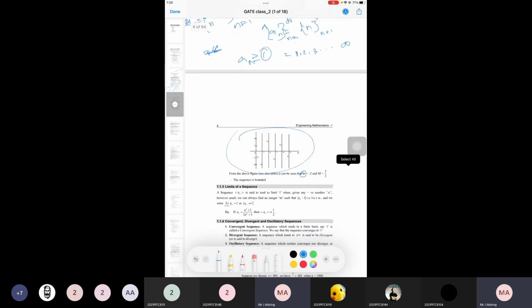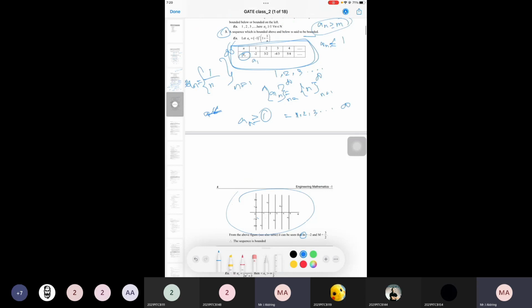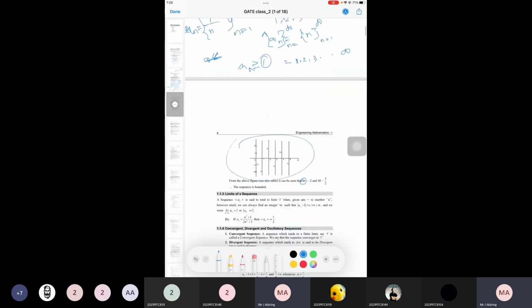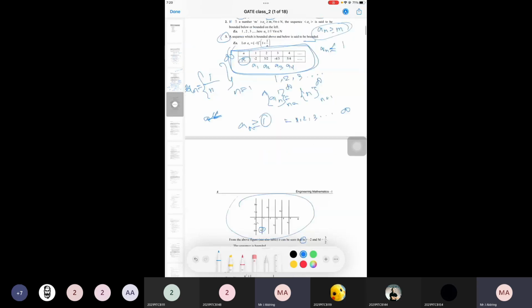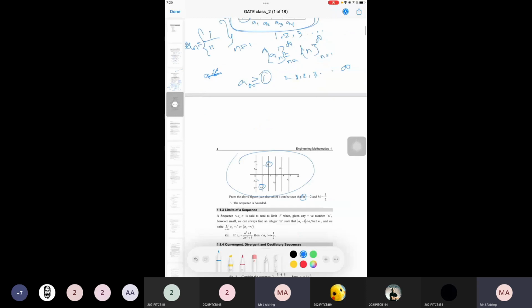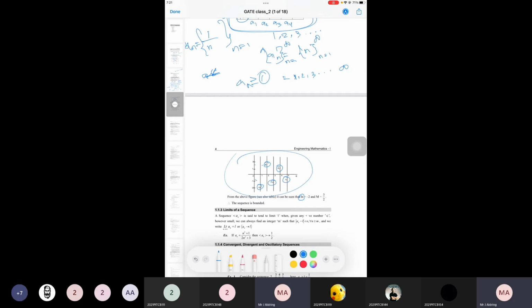After plotting these points, you can see that A1, the first point, then A2, A3, A4, and it goes on. Suppose the A1 point is -2, then the A2 point is 3 by 2. Then A3, A4, A5. By seeing all these values, what is the very minimum value? That means small m, which means bounded below. That is -2.